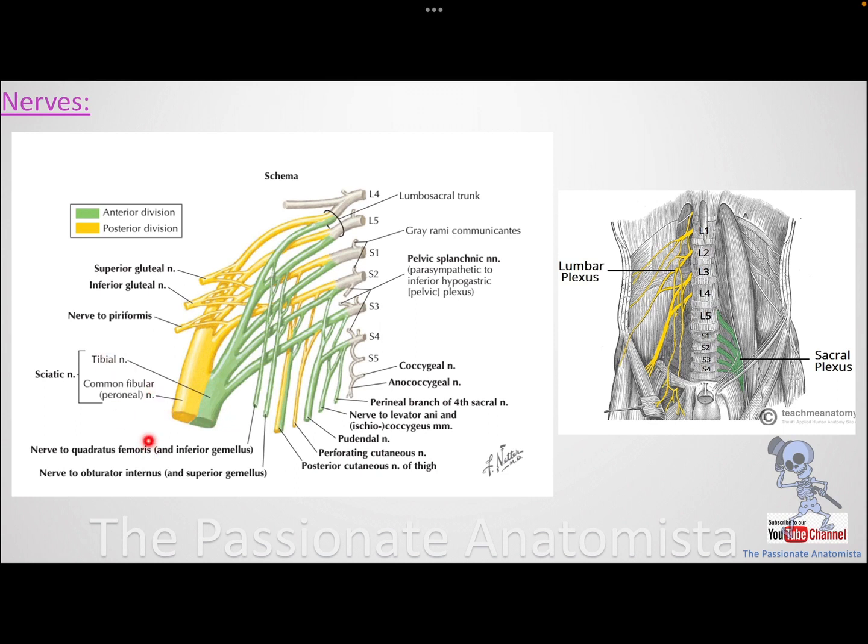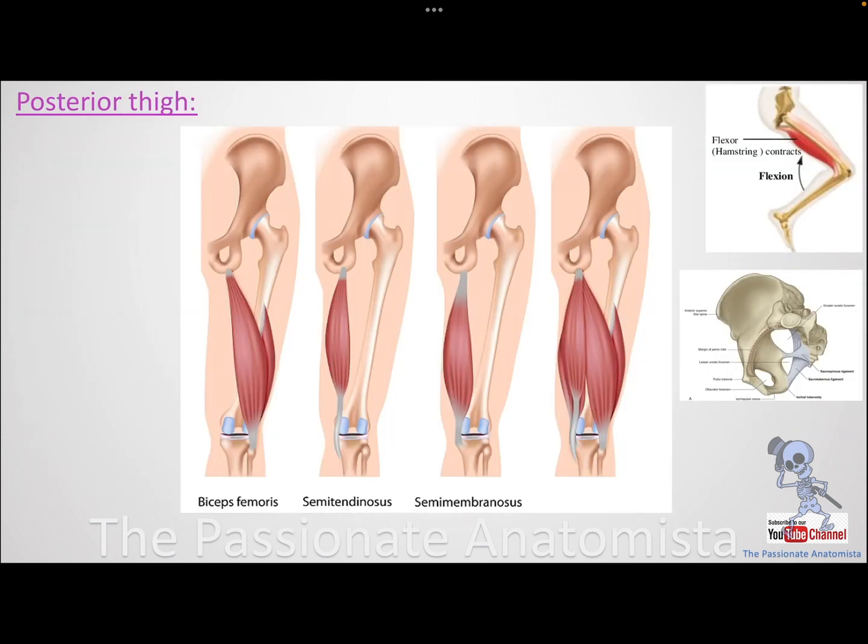We're going to talk about that as we reach, and definitely you have the rest of the nerves. We already talked about them, and we know that the nerve to quadratus femoris also gives to the inferior gemellus, and the nerve to obturator internus also gives to the superior gemellus. And we also talked about the structures that need to come out from the thigh.